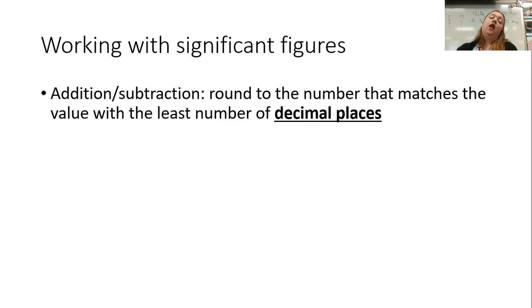But anyway, addition and subtraction, when you are adding and subtracting, you need to look and see the numbers you're adding, figure out how many decimal places are in each value, choose the lowest number of decimal places, and then round your answer to that many decimal places. But the biggest idea when you are adding and subtracting is you are looking at decimal places.